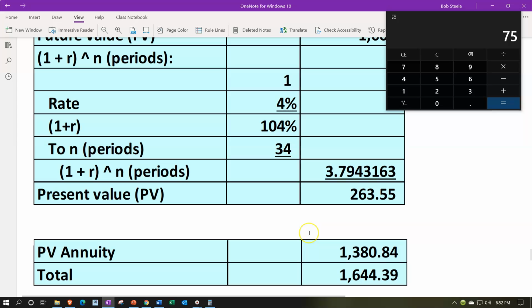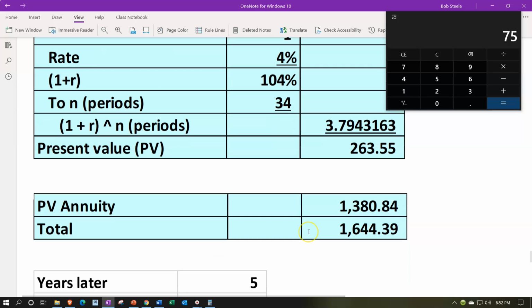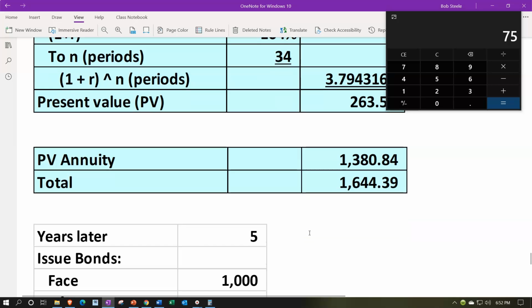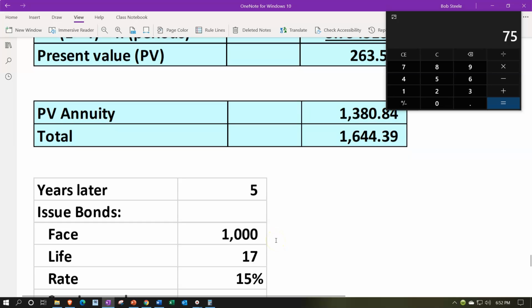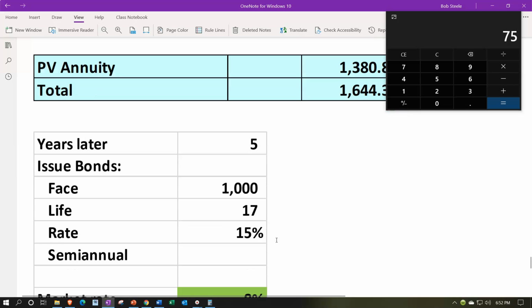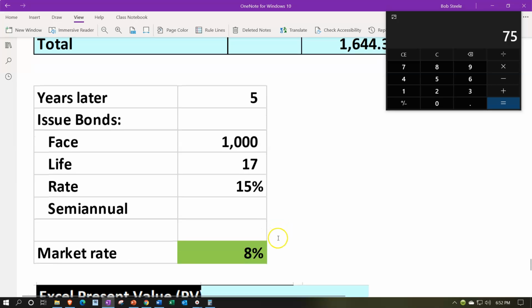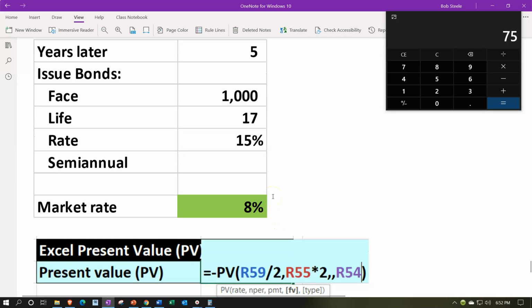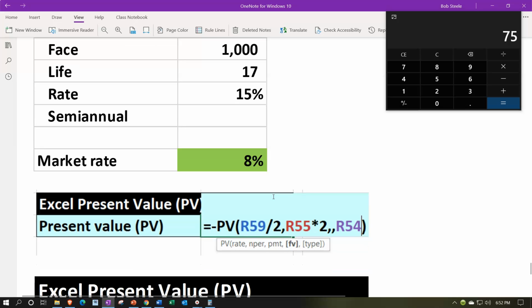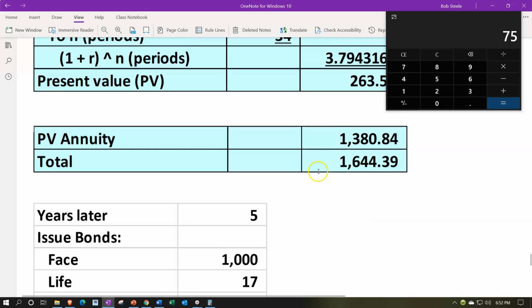If we add to that the annuity of the 1380.84, we then get the value of the bond, the price, in other words, of the 1644.39. That's higher than the face amount on the bond due to the fact that we're going to issue it at a premium, or have to pay a premium depending on what side of the transaction you are on, because the market rate is currently less than the rate on the bond, allowing the seller of the bond to issue it at a higher price than the face amount of the bond.